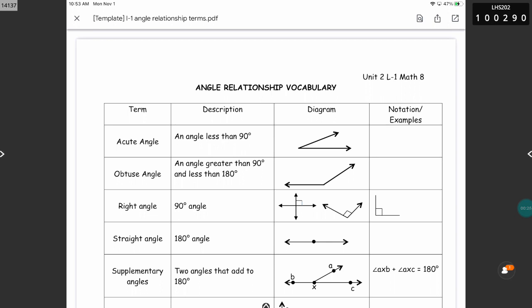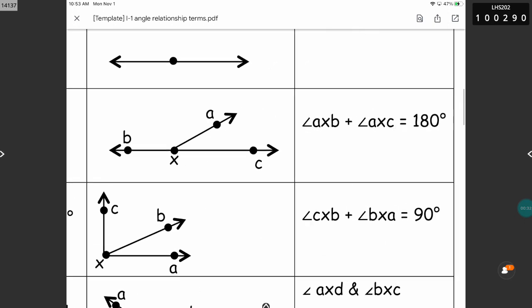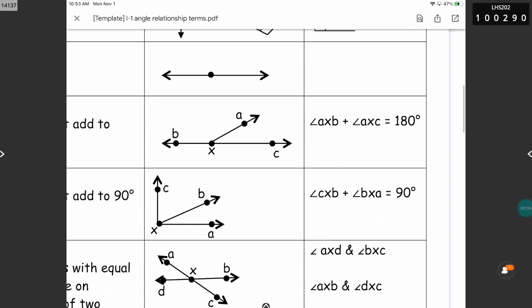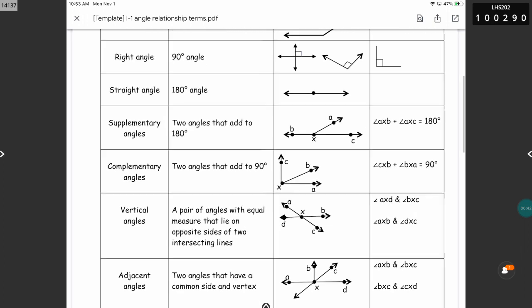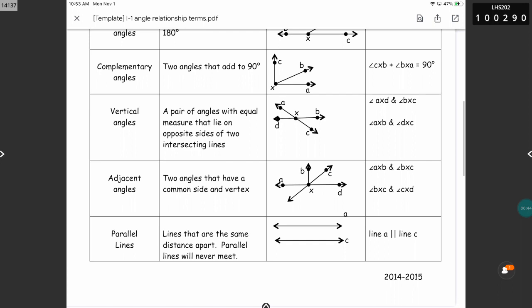Okay? Supplementary angles are two angles that add to 180 degrees. So here if I look at this, angle AXB and angle AXC, those two together equal 180 degrees. Okay? Complementary angles are two angles that add to 90 degrees. So CXB and BXA, when I add those two angle measures together, they're going to equal 90.